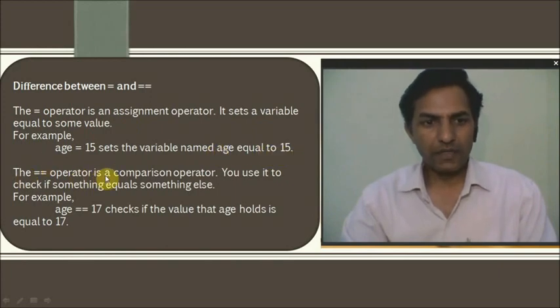The == operator is a comparison operator. You use it to check if something equals something else. For example, age == 17 checks if the value that age holds is equal to 17. If it is 17, then it will display the answer as true or false.